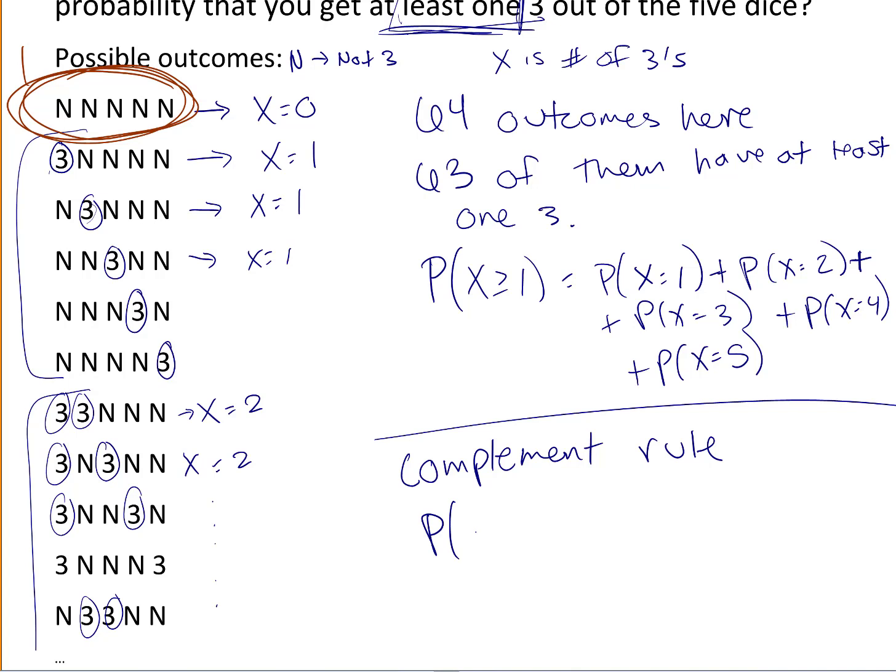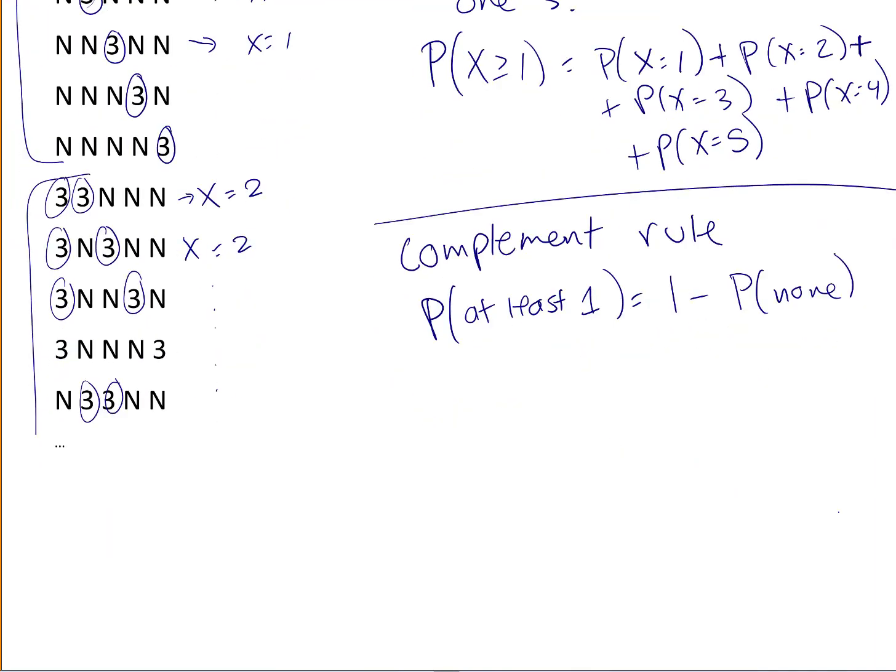So the probability of at least 1 is always going to be equal to 1 minus the probability of none. Well, how will I find that probability of none? To get no 3s, I would have to have a not 3, and then another not 3, and another not 3, and another not 3, and another not 3.